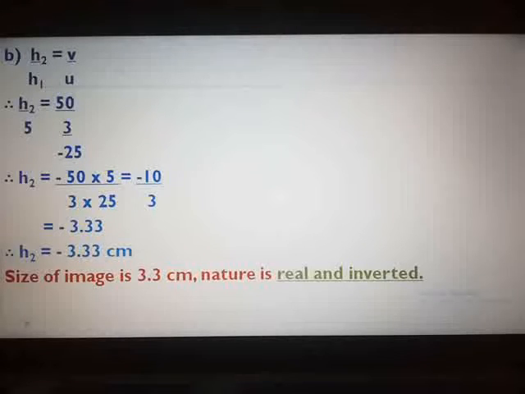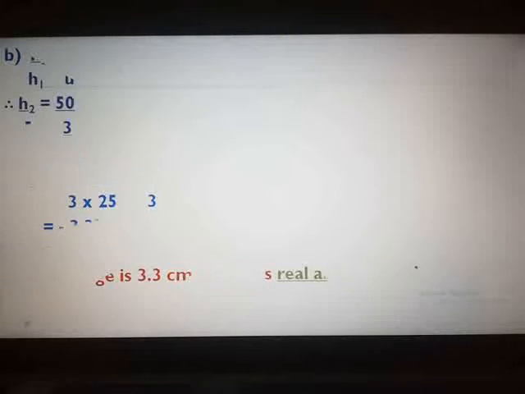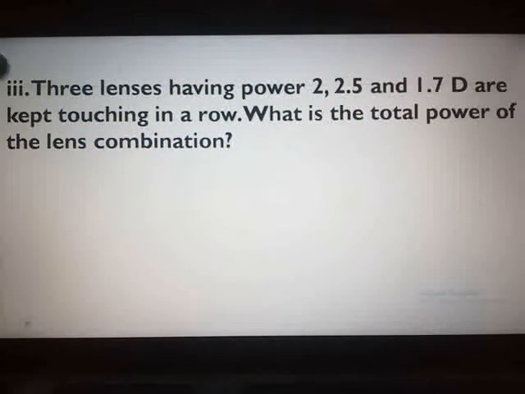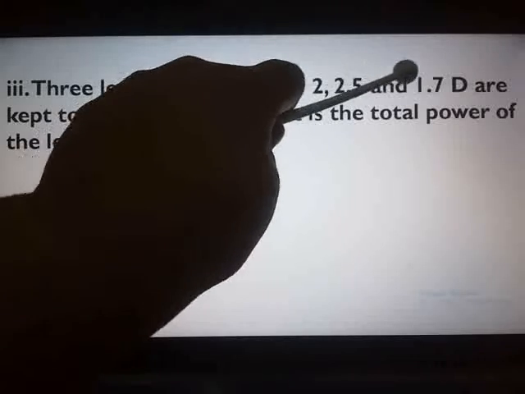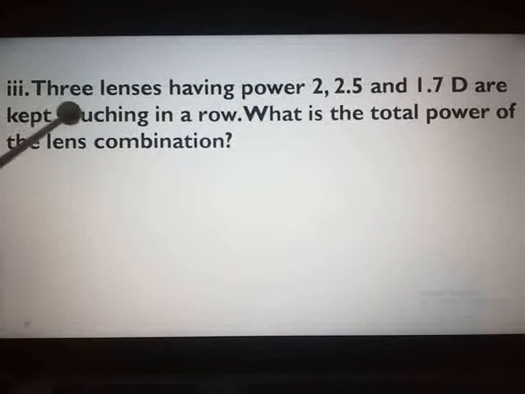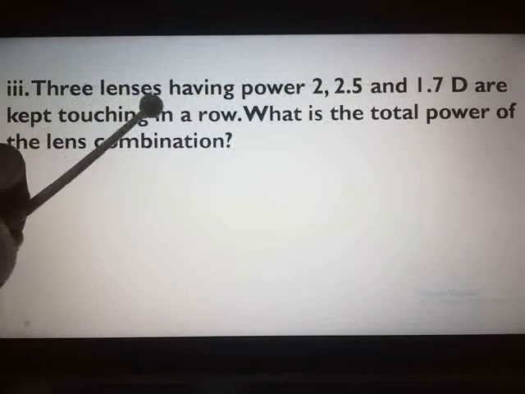Next sum, question number 8, third one. 3 lenses having power 2, 2.5 and 1.7 diopters are kept touching in a row. 3 lenses.